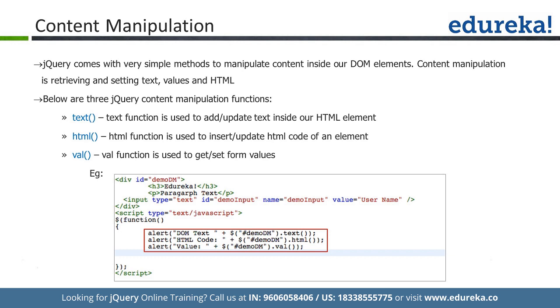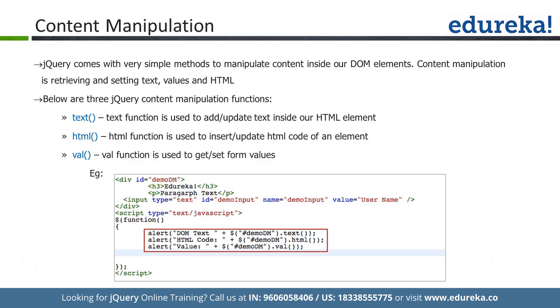One is the text method to update the text inside our HTML. There is an HTML method to insert or update the HTML code inside an element. And then there is a value method, the val, which can get values from an input box or set values inside an input box. Now the difference between text and HTML is natural: text is simple, plain text, but with HTML you can actually place HTML inside your document.